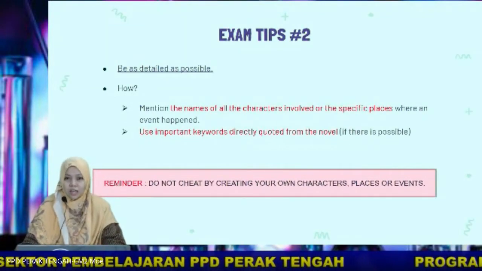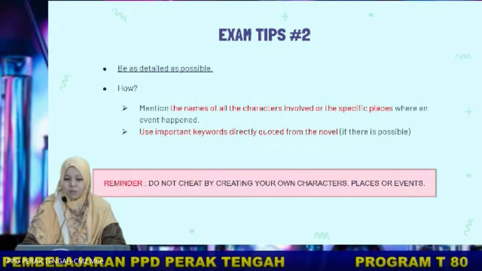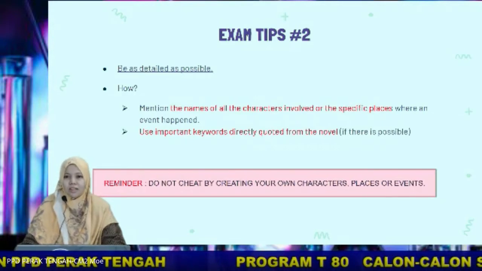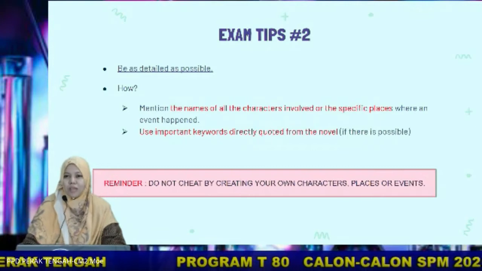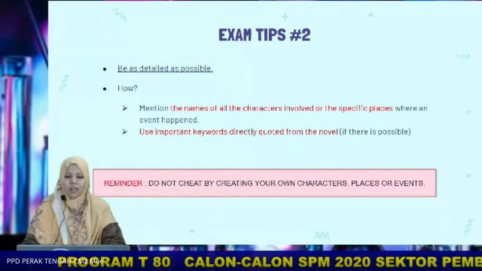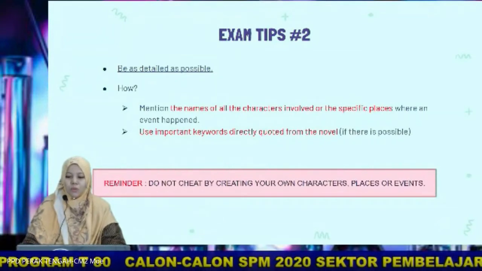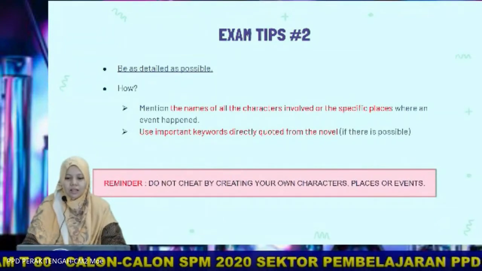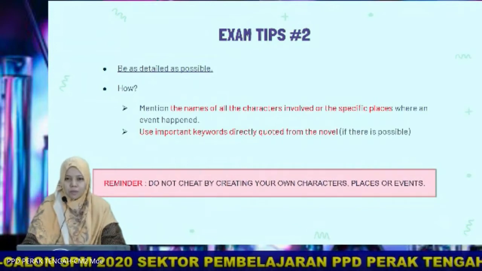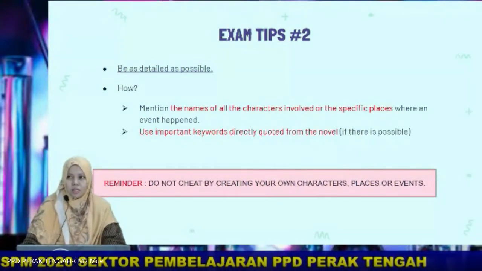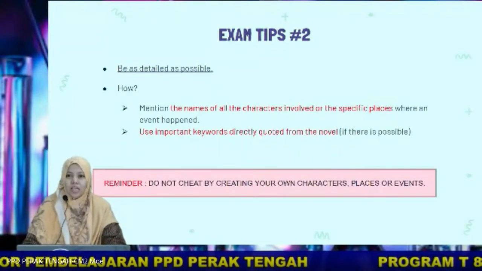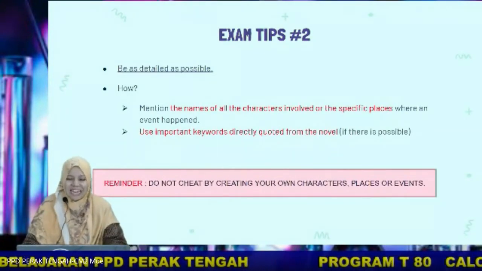How to write it as detailed as possible? First, you have to mention the names of all the characters involved or the specific places where an event happened. Okay, then use important keywords directly quoted from the novel if that is possible. So that is why I say you have to know well the novel, so you can give your evidences clearly.